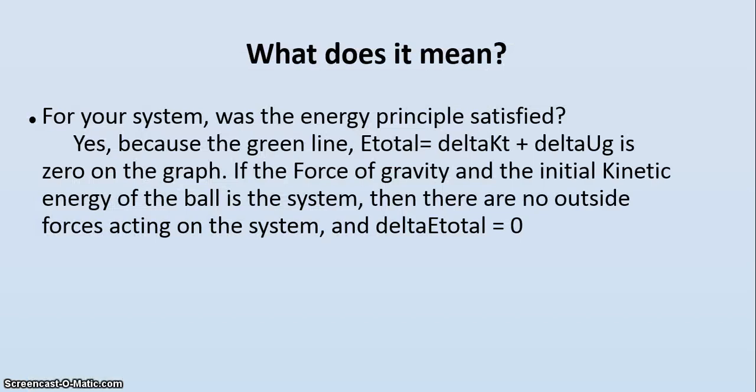Now, what does this mean? For my system, was the energy principle satisfied? Yes, because the green line, E total, was 0 on the graph. If the force of gravity and the initial kinetic energy of the ball is the system, then there are no outside forces acting on the system, and delta E is 0.